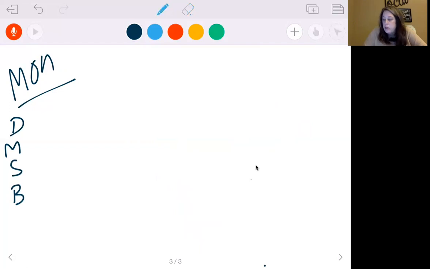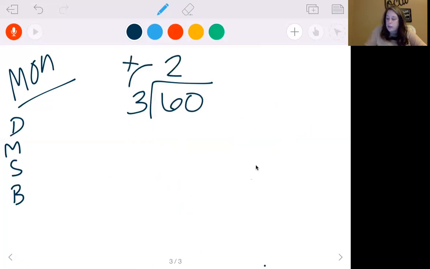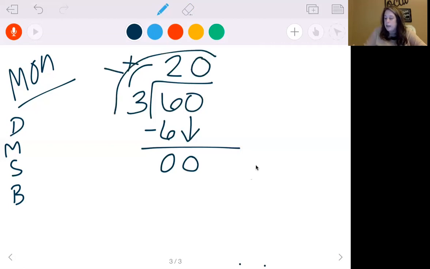Let's do 3 into 60, or 60 divided by 3. So first we're going to say 3 goes into 6 how many times? 2. 3 times 2 is 6. Subtract that, we get 0. Bring down the 0. 3 goes into 0, 0 times. 3 times 0 is 0. 0 minus 0 is 0. Our final answer is 20.